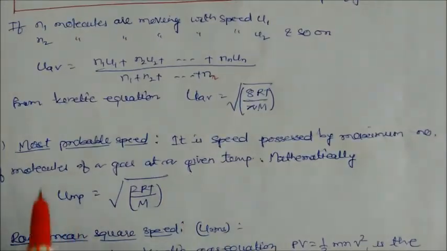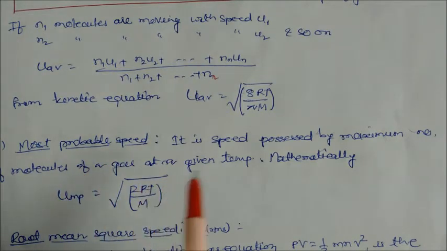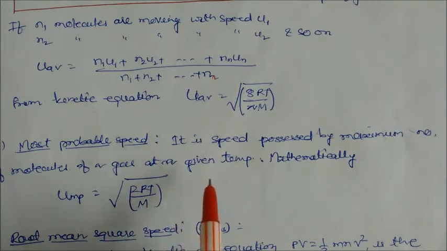The next type of speed is the most probable speed. It is the speed possessed by the maximum number of molecules of a gas at a given temperature. At one temperature, the speed possessed by the maximum number of molecules is called UMP, the most probable speed, which equals square root of 2RT by m.